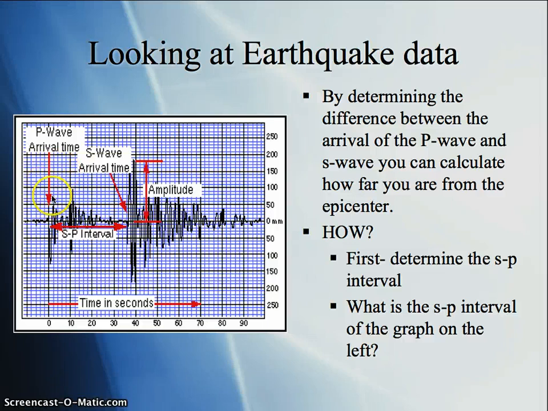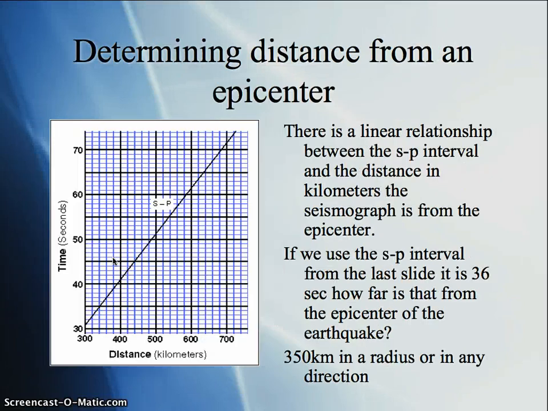At that point, we know our interval. That's known as the S-P interval, which is right here. The time between the primary wave arriving, which is always time 0, and the secondary wave arriving is the S-P interval. You subtract the primary wave time from the secondary wave time; this time minus 0 gives you your S-P interval. The other thing on here is amplitude, which is the height of the secondary wave, which we'll get to in a few moments. So once you have your S-P interval, you can determine how far away you are from the epicenter.